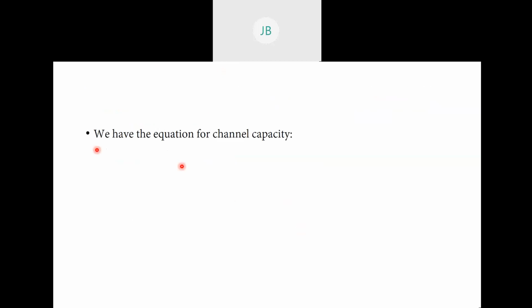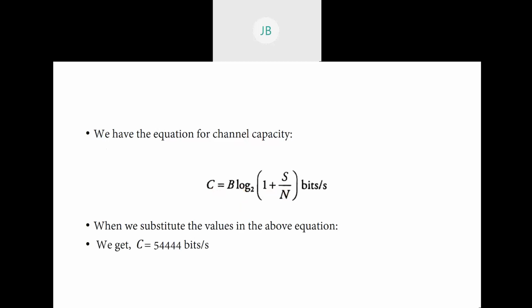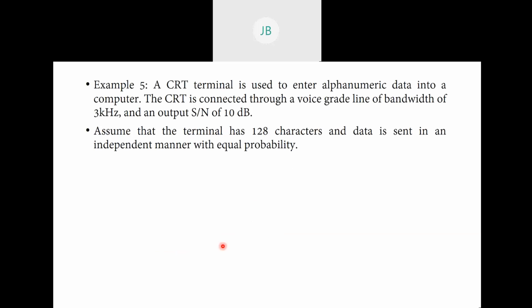And we have the equation for channel capacity. C is equal to B log of 1 plus signal to noise ratio. So this is the equation for channel capacity. When we substitute the values in the above equation, since we know all those values, we can find out the channel capacity as so many bits per second. Now we'll move on to the next example, a more detailed example.